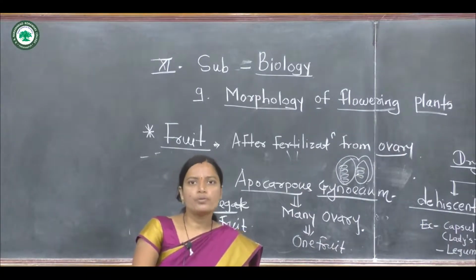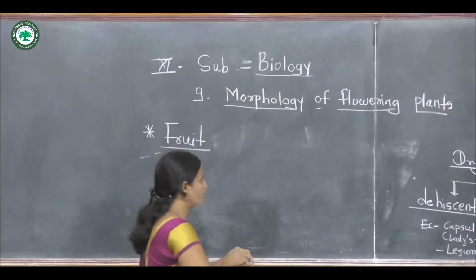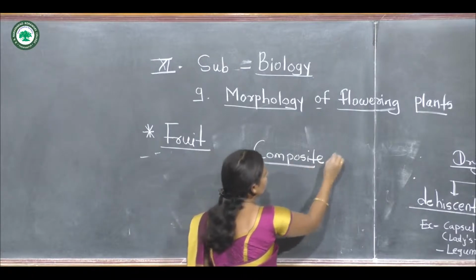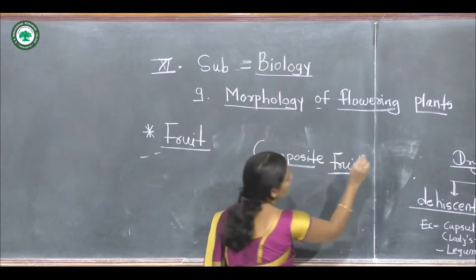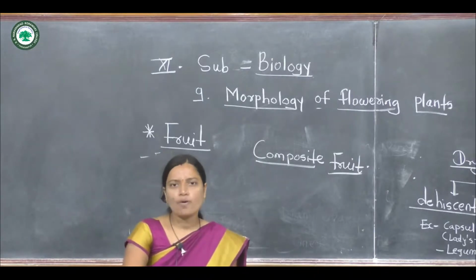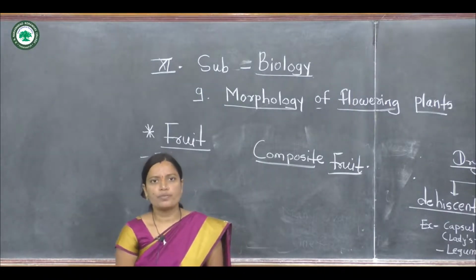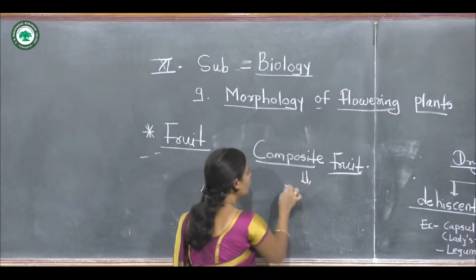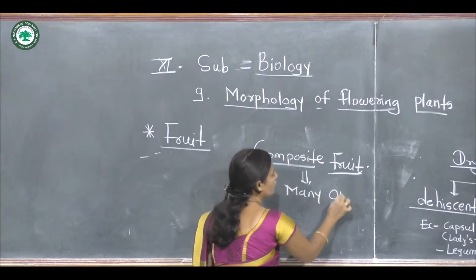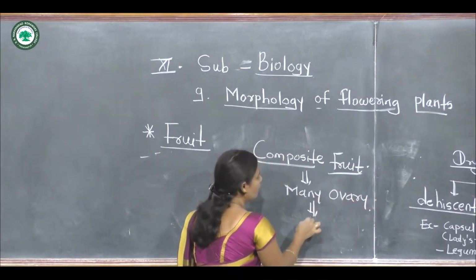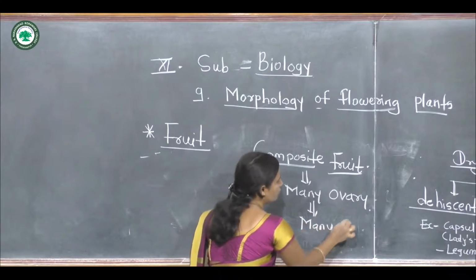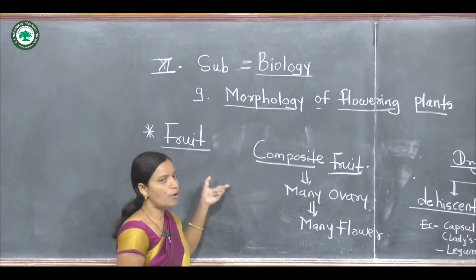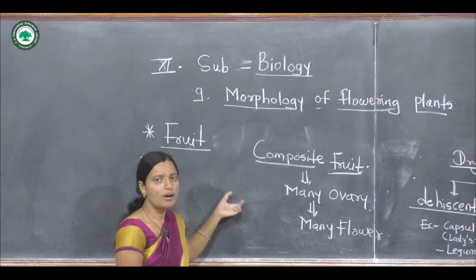Now the next type of fruit is the composite fruit. These composite fruits form from the many ovaries of many flowers. This composite fruit is formed from many ovaries of many flowers. This composite fruit is formed from the inflorescence in some plants.